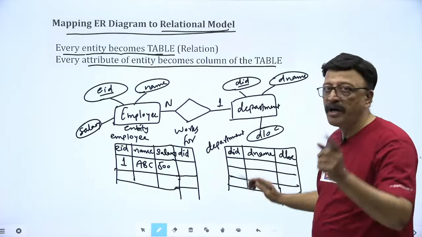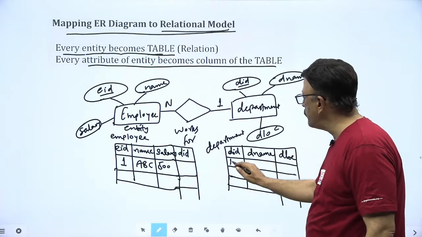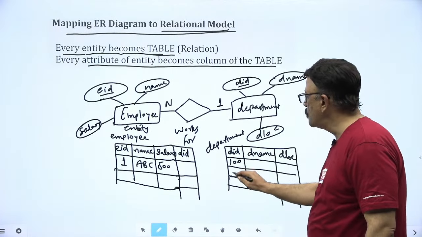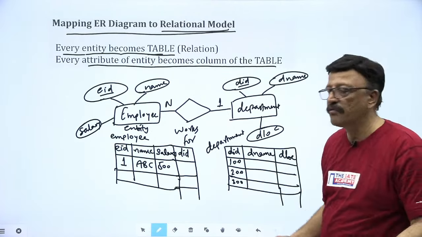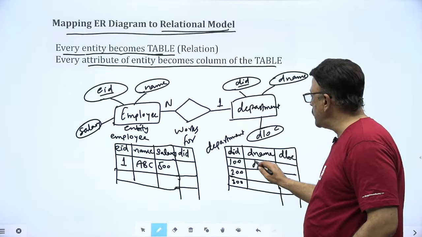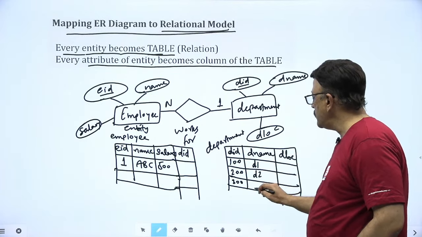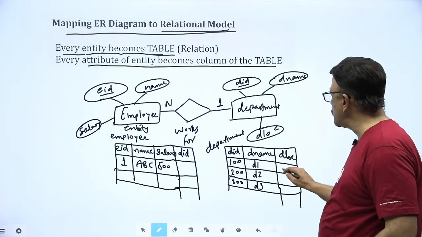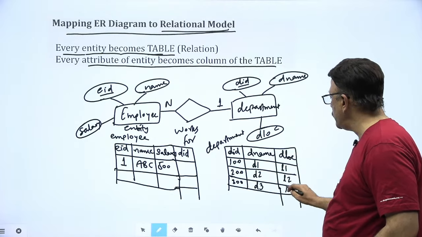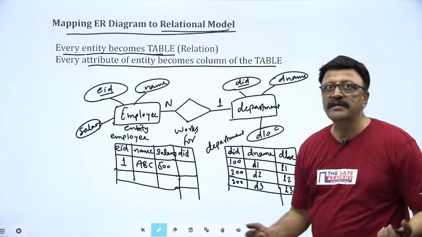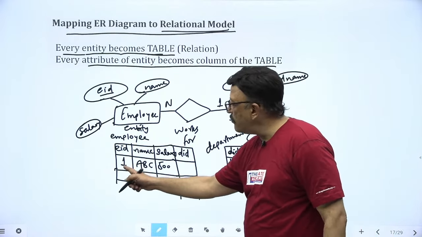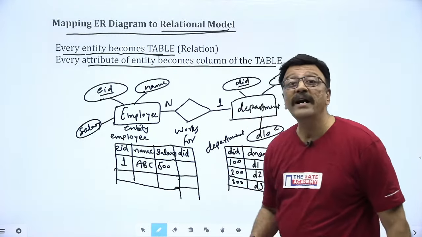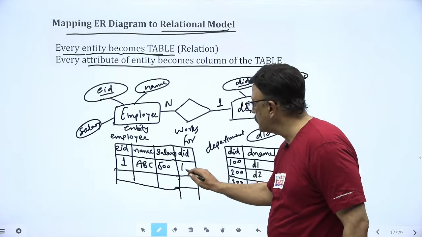Suppose we have 3 departments and we have numbered the departments as 100, 200, 300. Imagine just some numbers we have given, and department names are D1, D2, D3. Some names of the departments and locations are L1, L2, L3. So our company has 3 departments. Now imagine that employee number 1 works in department number 100. So we will store 100 here.